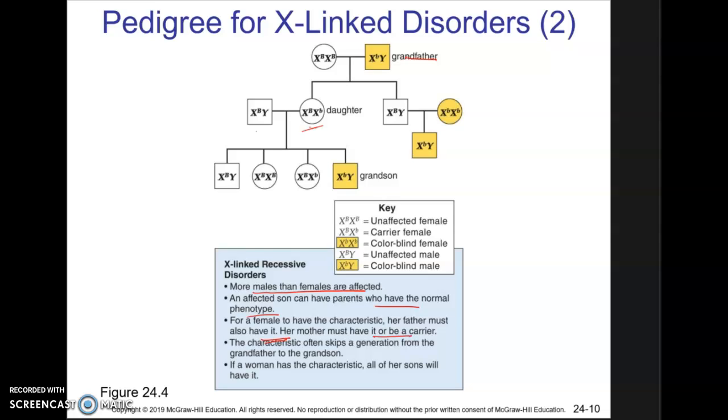The characteristic often skips a generation from grandfather to grandson. We can see that: the grandfather has it, and it skips to the grandson. And if a woman has a characteristic, all her sons will have it. If a woman has it, then all her sons will naturally have it, as in this case.